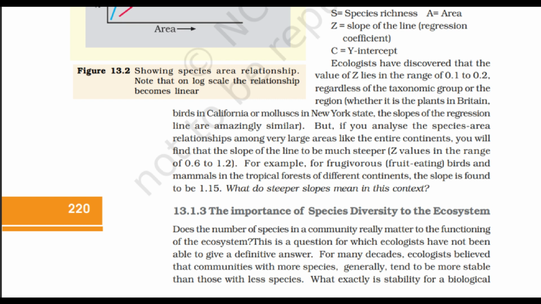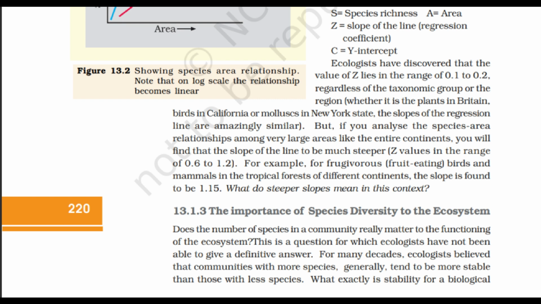But, if you analyze the species-area relationships among very large areas like the entire continents, you will find the slope of the line to be much steeper. For example, for frugivorous, fruit-eating, birds and mammals in the tropical forests of different continents, the slope is found to be 1.15. What do steeper slopes mean in this context?